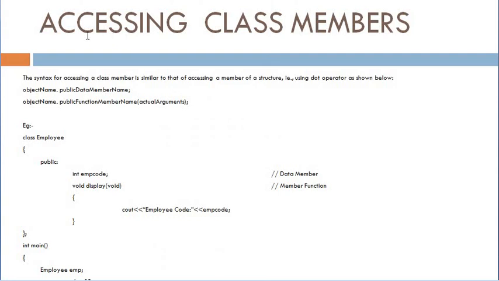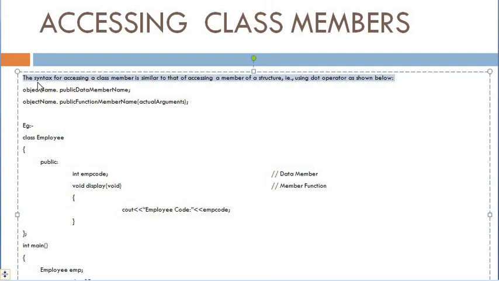Now I shall be explaining how to access the class members. Now look at this point. It says the syntax for accessing a class member is similar to that of accessing a member of a structure, that is, using the dot operator as shown below. So look at this highlighted statement. It starts like this: object name dot public data member name followed by a semicolon.